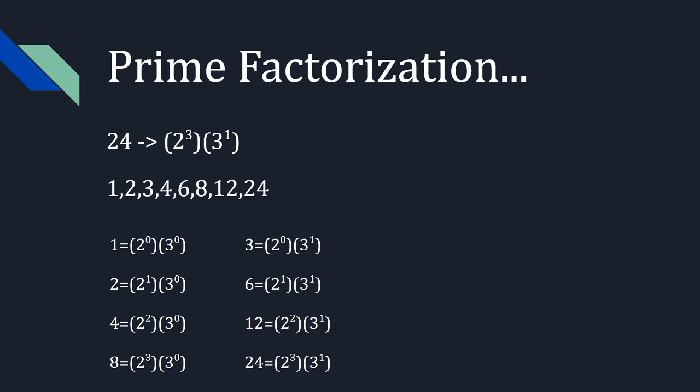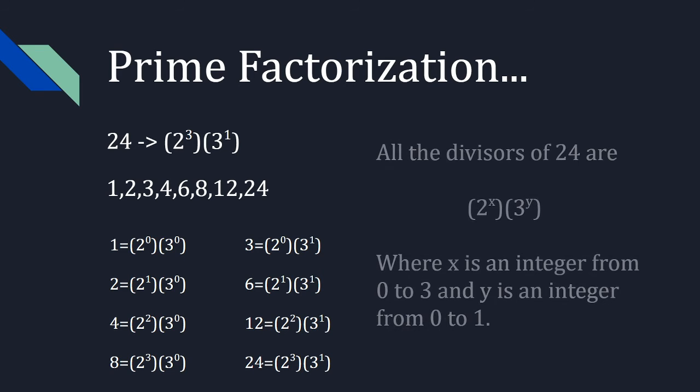That should be noted because from that we can say that all the divisors of 24 are 2 to the x times 3 to the y, where x is an integer from 0 to 3 and y is an integer from 0 to 1, which you can see pretty easily from the list we made at the bottom left.